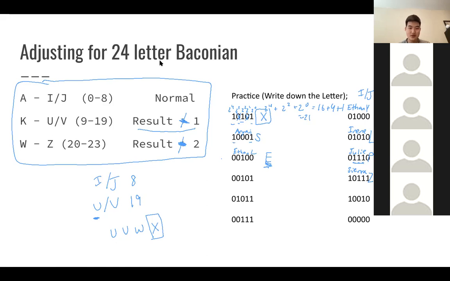Okay, so I'll just go through and do some. 4 plus 1 is 5, so F. And the reason we don't do anything weird to that is because A through H is normal. This is 8 plus 2 plus 1, so that's 11. And that's usually L, but because this comes between IJ and UV, we're adding 1 to it. So it's 12, which is M. Here we have 4, 2, 1, yeah, H. That's the last normal letter.